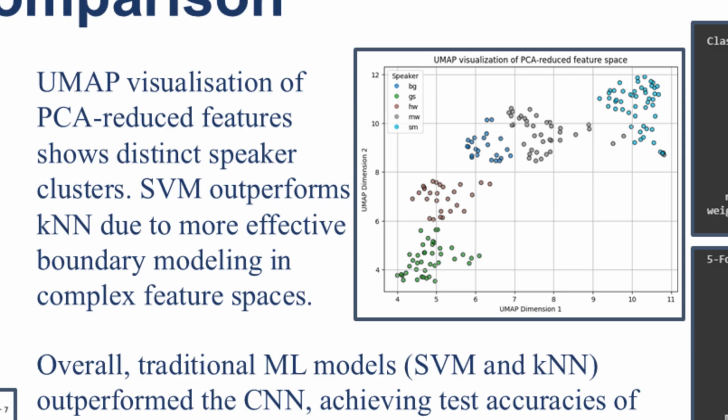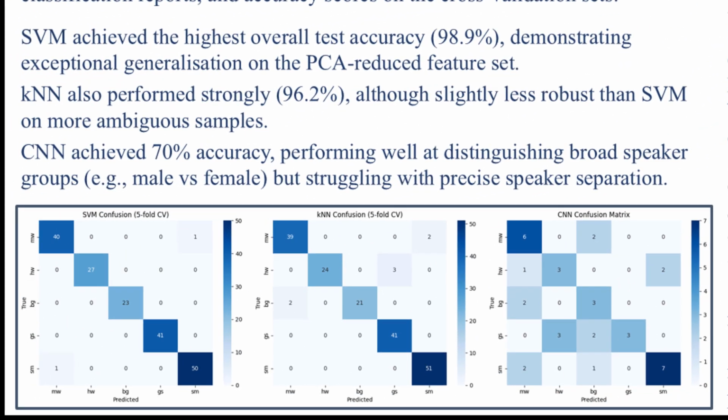The CNN did not benefit from these handcrafted features and instead had to learn from raw spectrograms, so its confusion matrix shows that it learned to separate speakers by gender, but often confused speakers within the same gender group. The final test accuracies clearly show the SVM and KNN outperforming the CNN for this task.